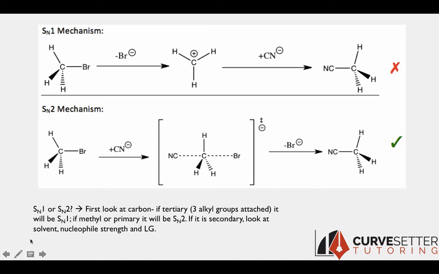So this is just an overview of what we've talked about. SN1 or SN2 is a common question that you might be asked in the context of a passage or freestanding on the MCAT. First, you want to look at the carbon. If it's tertiary, meaning 3 alkyl groups are attached to it, as well as the leaving group, then you're going to have SN1. If it's methyl or primary, it's going to be SN2. If it's secondary, you want to look at the solvent, the strength of the nucleophile, and how good of a leaving group it is.